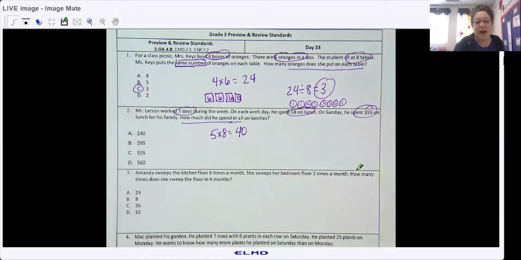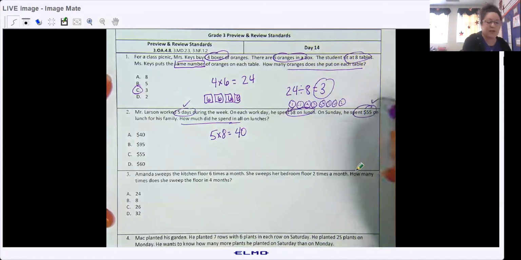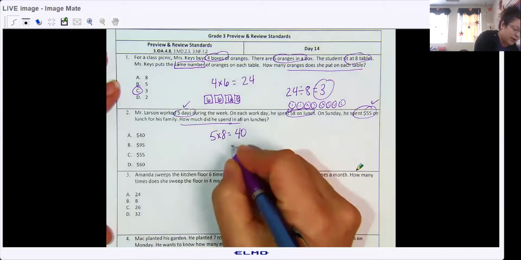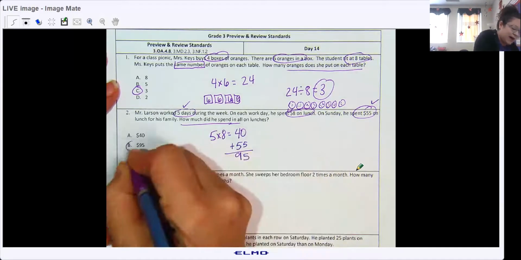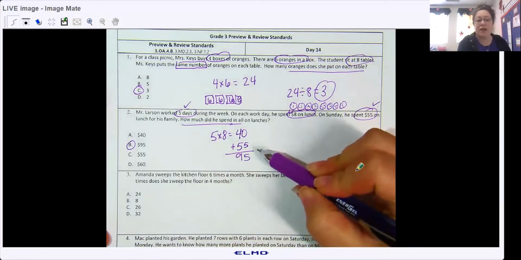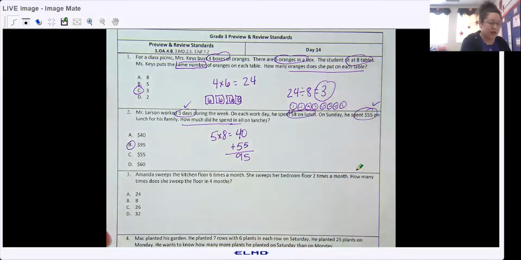Then he spent $55 on lunch for his family. So then what would we do with our 55? I used that. Now I need to use 55. Right, we would add it because we've got $40 during the week, $55 on the weekend. So we would add that together to get our total amount that he spent on lunches.